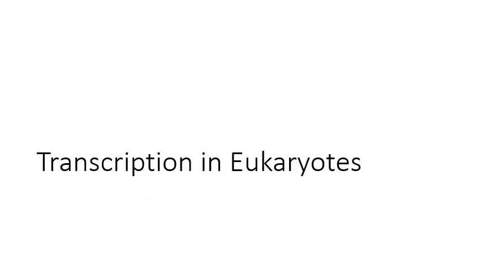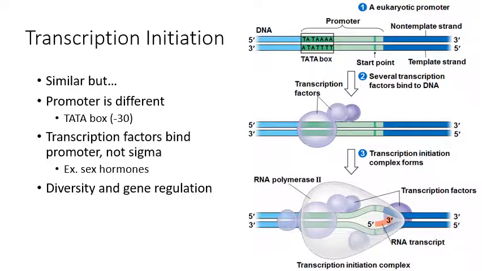But again, we're going to skip how transcription initiation is regulated, basically. Transcription initiation is pretty similar in eukaryotes as in bacteria, but it's a bit different. So you still have a promoter. The basic thing that needs to happen is that your RNA polymerase needs to grab the promoter so that it can get onto the DNA. But how it grabs is a bit different.